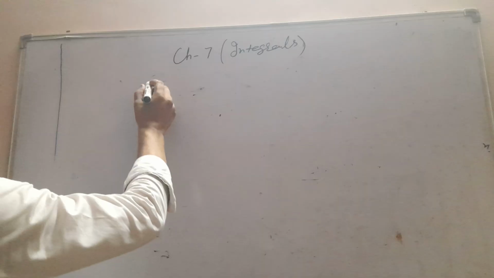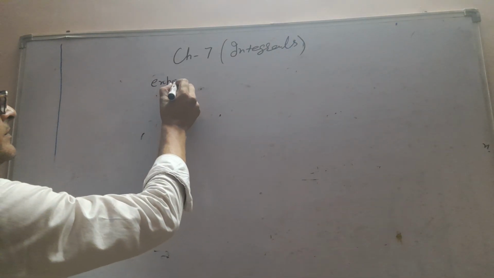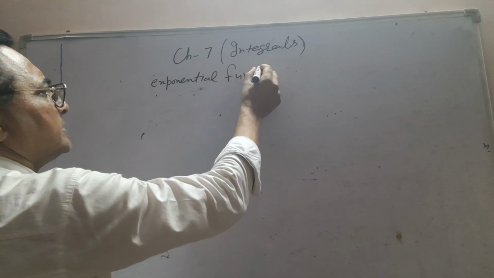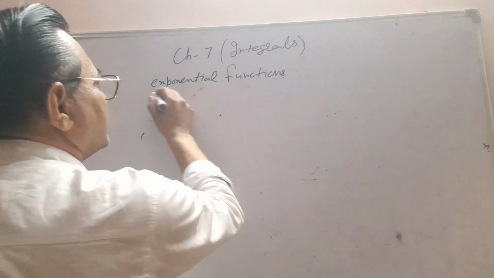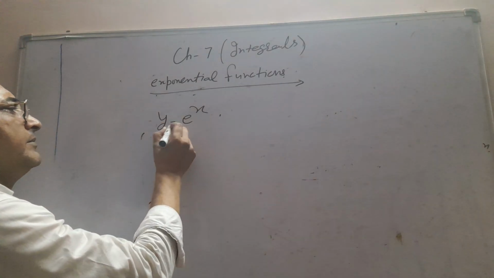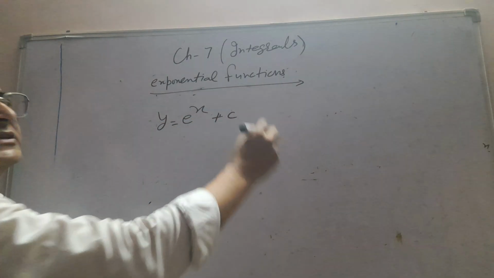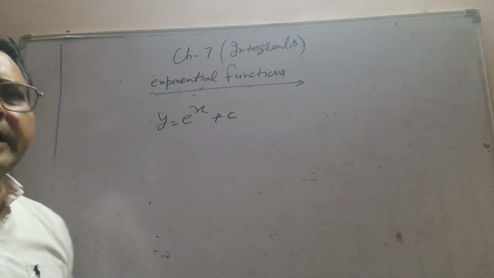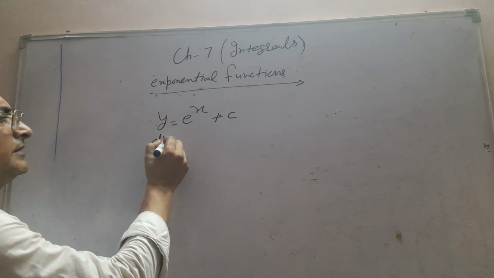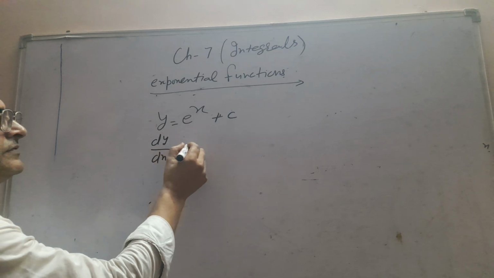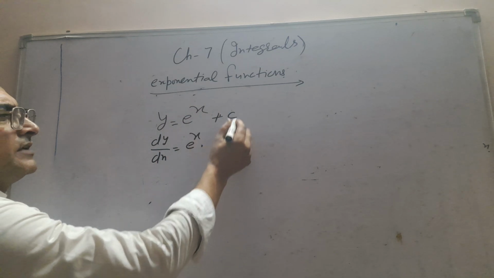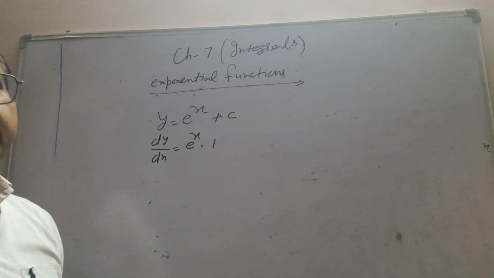As you know, exponential functions, e power x. If the function is e power x plus c, its derivative is the exponential function as it is into the derivative of its power x, which is 1, and the derivative of the constant is 0.